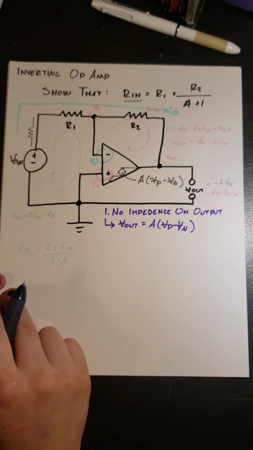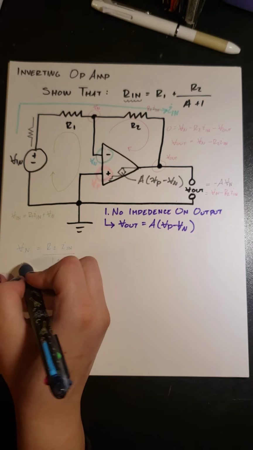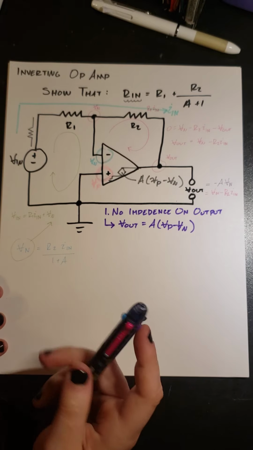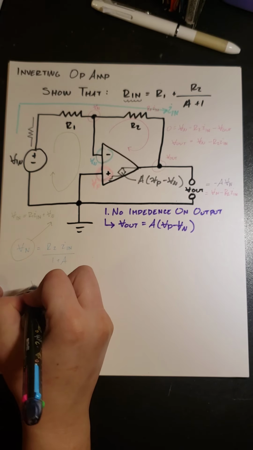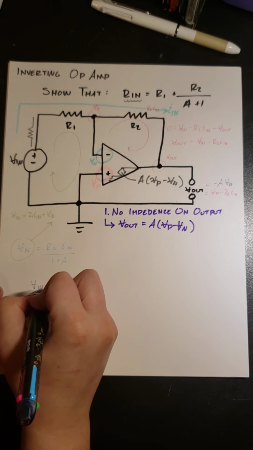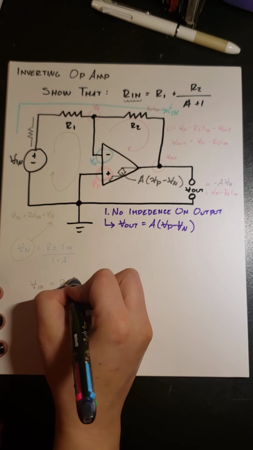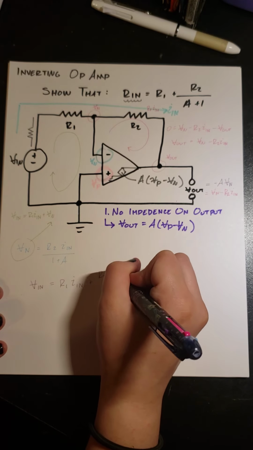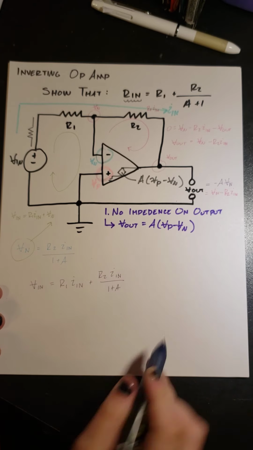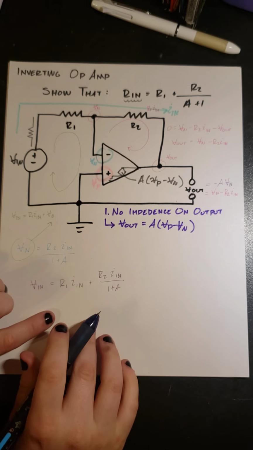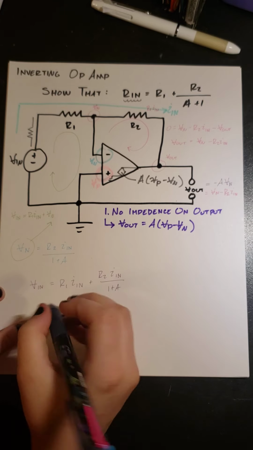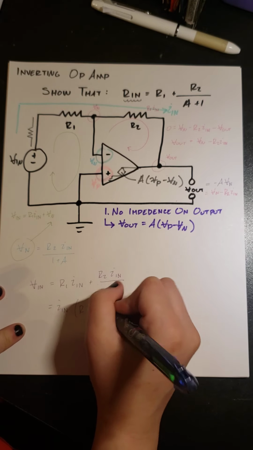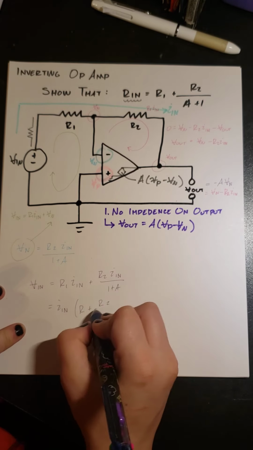Now that we've got that, we happen to have a term for V neg. So let's plug that in. Vn equals R1In plus R2In over 1 plus A. Alright, well, factor out that In. And we've done the bulk of the work.